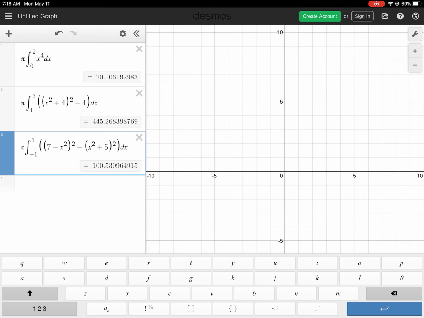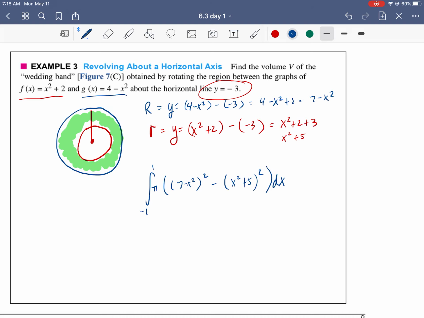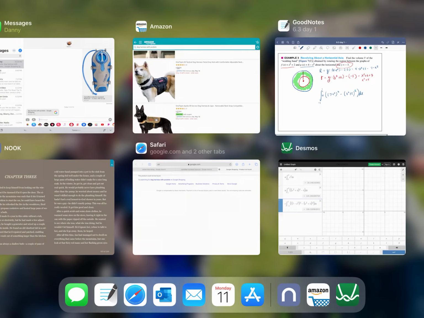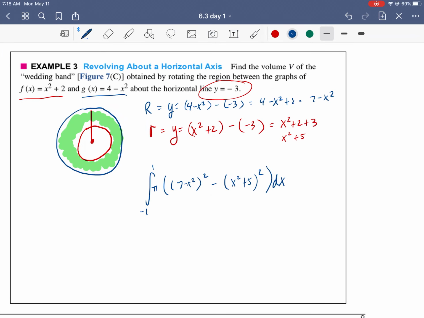With these, I would always double check. Make sure you're putting your radius in correctly. Make sure you're individually squaring each radius, and you have your pi. And of course, your limits of integration. So let me go back. 7 minus x squared plus 5. Good. Both of them are squared individually. I'm subtracting negative 1 to 1 with a pi out in front. So 100.53.